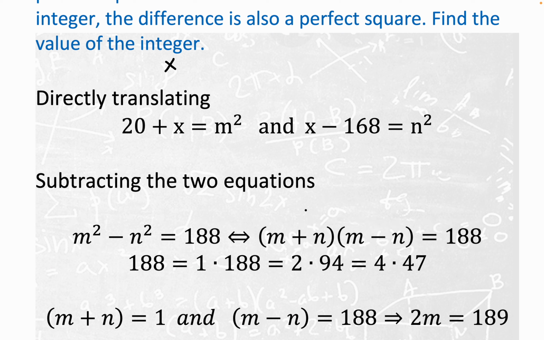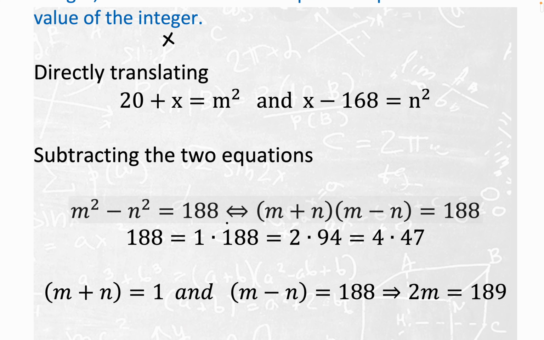Now, this works out very nicely because we do have a difference of two squares, and you equate the factor pairs. Now, what we have right here is actually three possibilities. 188 has three separate factorizations. You can see them there: 1 times 188, 2 times 94, and 4 times 47. So what we actually do right here is create systems of equations. We equate m plus n with 1 and m minus n with 188.